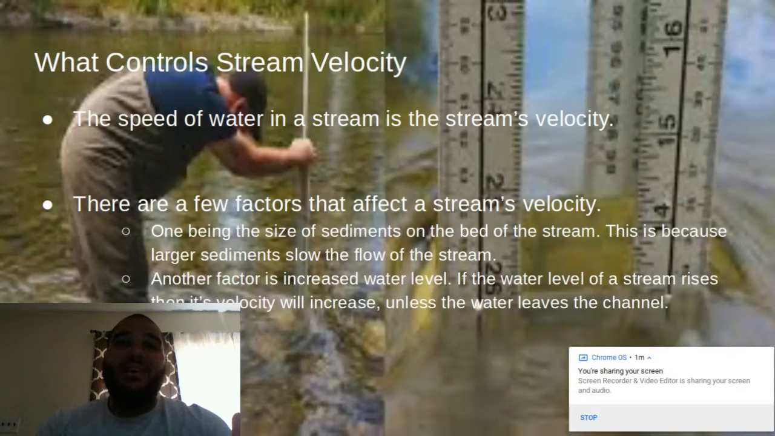Another is the size of the sediments at the bottom of the stream, on the bed of the stream. Let's put that for example, if you're driving a car down the interstate and there's a wall here, if you hit the wall, you're going to stop. Now, water works a little differently because it will go over the wall, but it's still going to slow down the water.